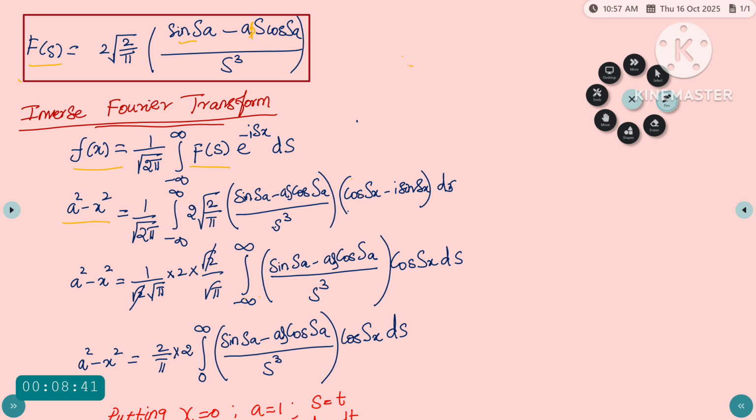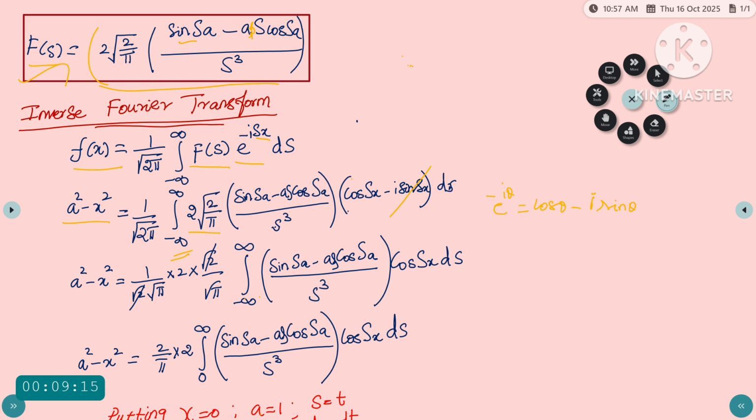What is F of s? That is our Fourier transform. So in place of F of s, replace the value. And replace e power minus isx using the formula e power minus i theta. What is the formula of e power minus i theta? Cos theta minus i sin theta. So here in place of theta, write sx, so that cos sx minus i sin sx. Here also our limit is minus to plus. As already discussed, if the limit is minus to plus and the function is odd, then the answer is equal to 0. So the sine term tends to 0.